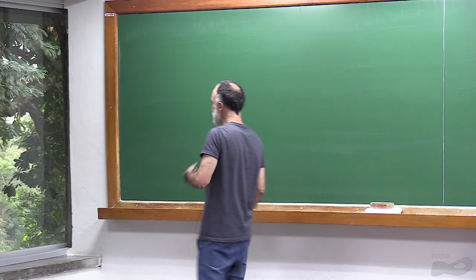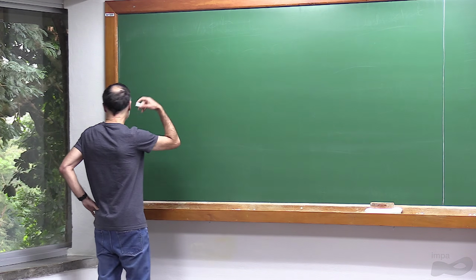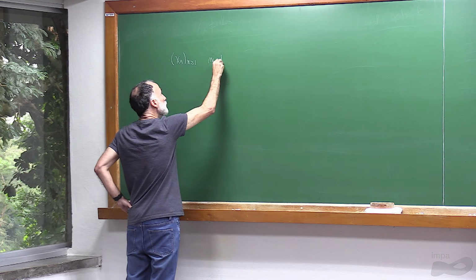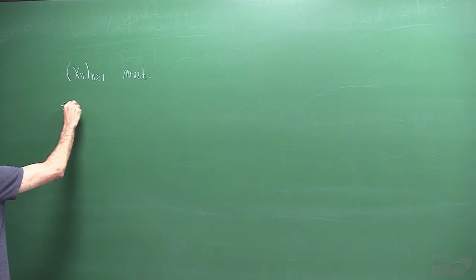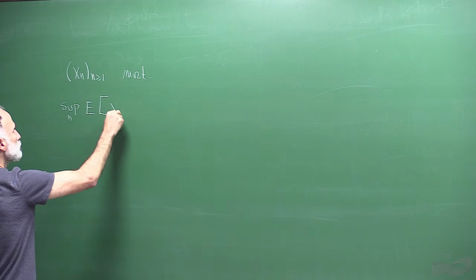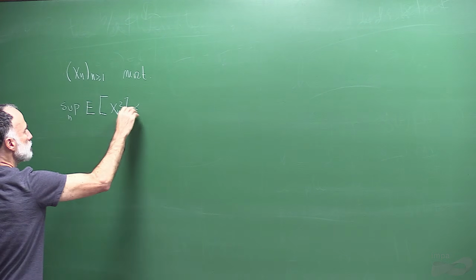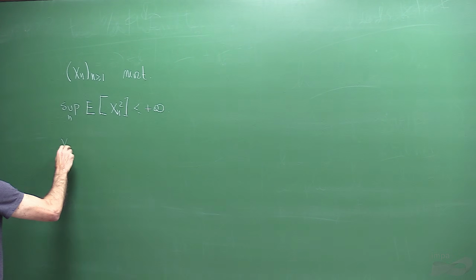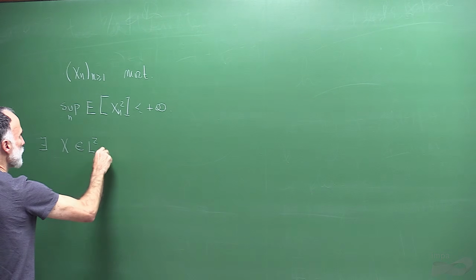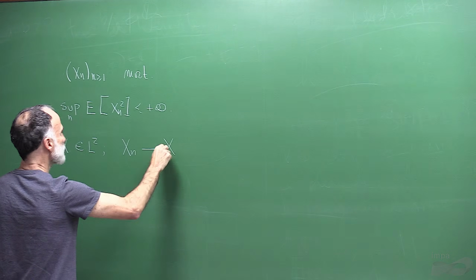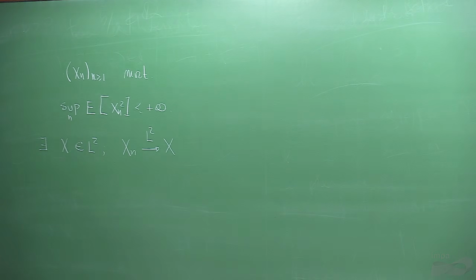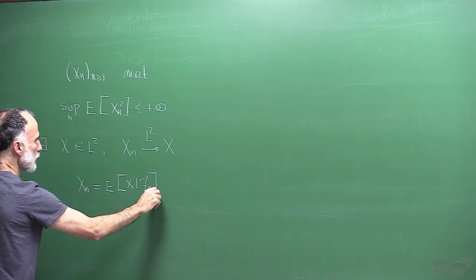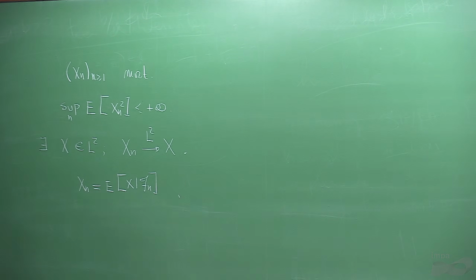So in last class, I left you an exercise that I will be using today. So remember, we have this martingale, and it's uniformly bounded in L2. Then I've shown that you can find x in L2 such that xn is converging to x in L2, and I claim that xn is equal to the conditional expectation of x given Fn. Okay, so this I left to you, but let me prove it.